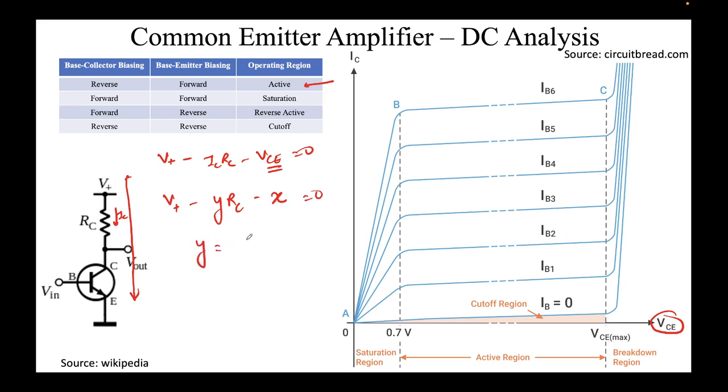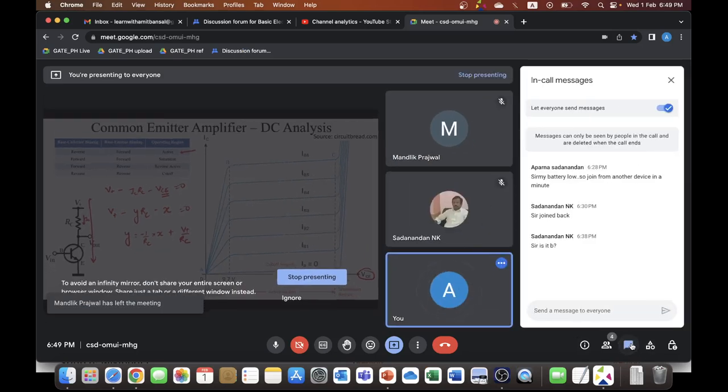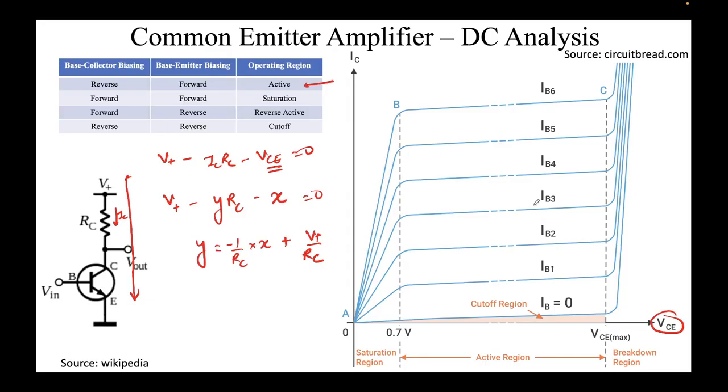We can get y equal to minus 1 by RC times x plus V plus by RC. So y equal to mx plus c, you can see that form over here. We will get to the answer in a minute, but I want to just explain the concept of the BJT. The slope is negative, right? So what I'll do is I can draw this line.